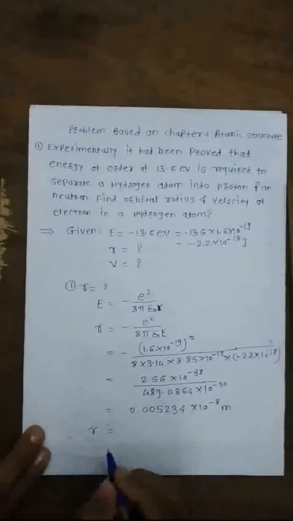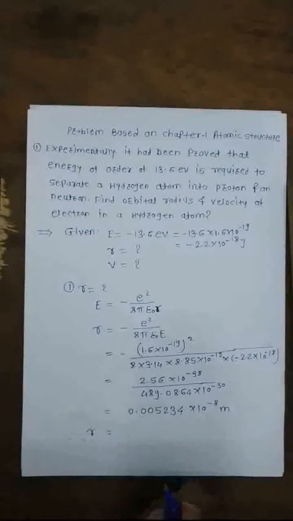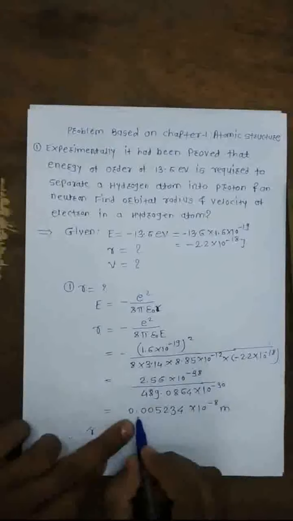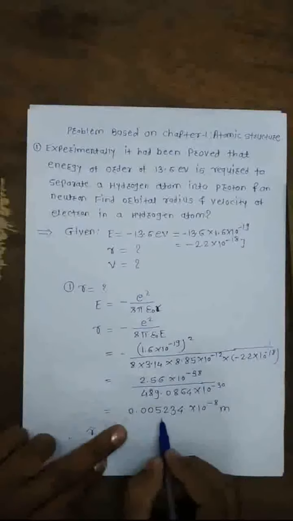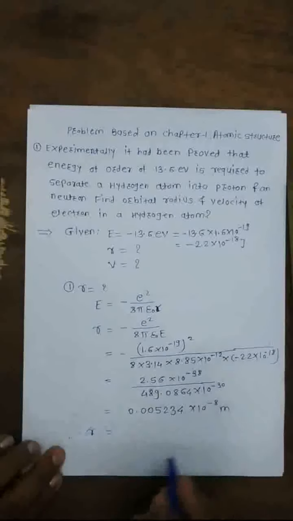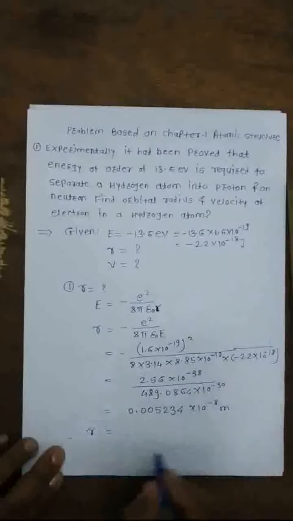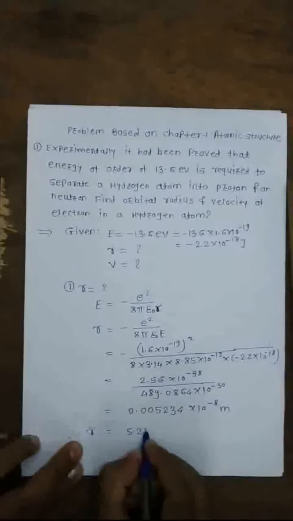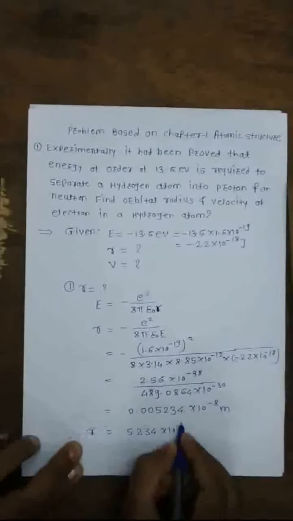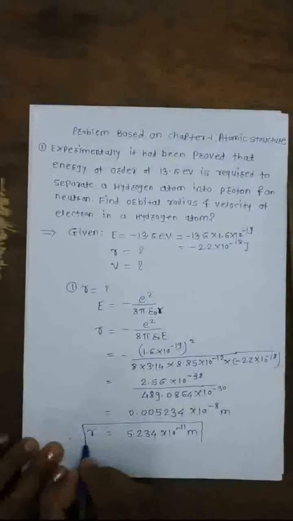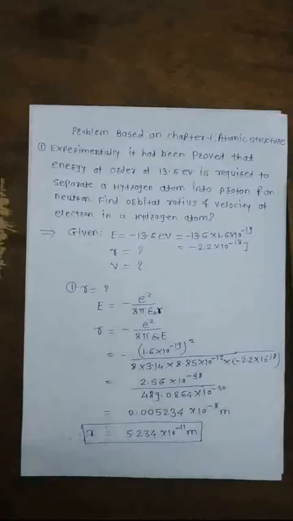Therefore, the radius of the hydrogen atom R, we have to rearrange this value 0.00, that will be 10 raised to minus 3. Therefore, we write this 10 raised to minus 3 and 10 raised to minus 8, which gives 10 raised to minus 11. Therefore, R is 5.234 into 10 raised to minus 11 meter. This is the radius of the hydrogen atom.